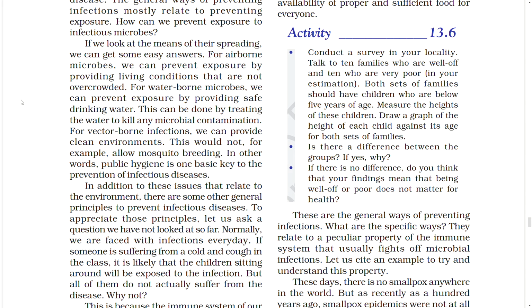Activity 13.6. Do this. Conduct a survey in your locality. Talk to 10 families who are well off and 10 who are very poor. In your estimation, both sets of families should have children who are below 5 years of age. Measure the heights of these children. Draw a graph of the height of each child against its age for both sets of families. Is there a difference between the groups? If yes, why? If there is no difference, do you think that your findings mean that being well off or poor does not matter for health?